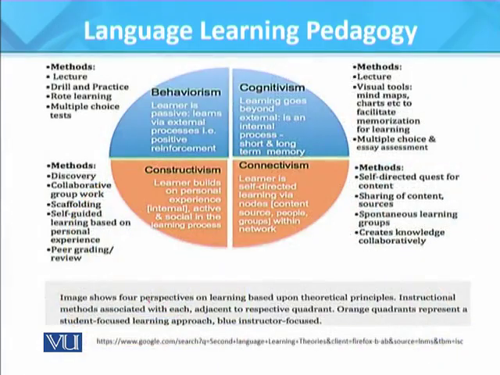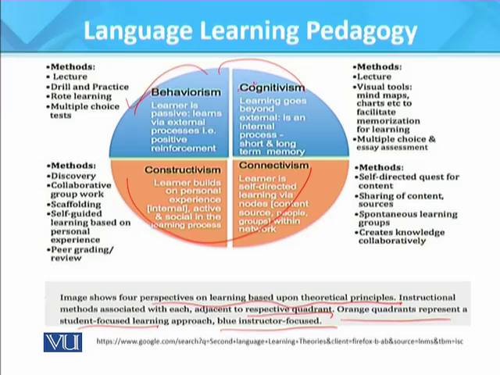Now the image shows 4 perspectives on learning based upon theoretical principles, with instructional methods associated with each adjacent to the respective quadrant. Orange quadrants represent student-focused learning and blue, instructor-focused. So you have all these theories: behaviorism and cognitivism, which are basically instructor-focused, and then you have constructivism and connectivism, which are student-focused learning approaches. So developing relevant theories in the light of the methods which are instructor-based and the methods which are student-focused, you have all these 4 important theories.